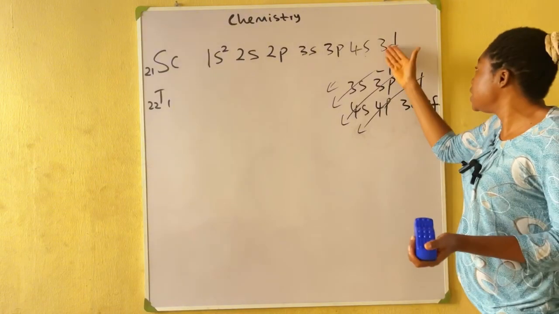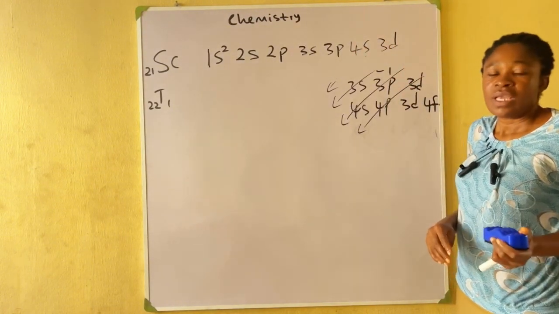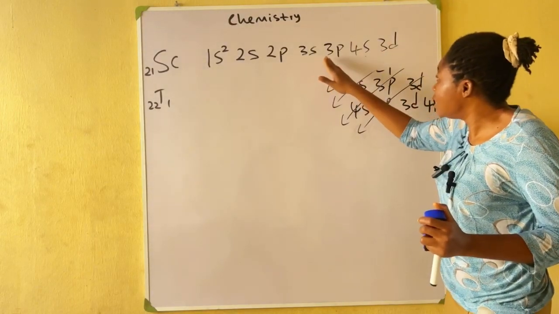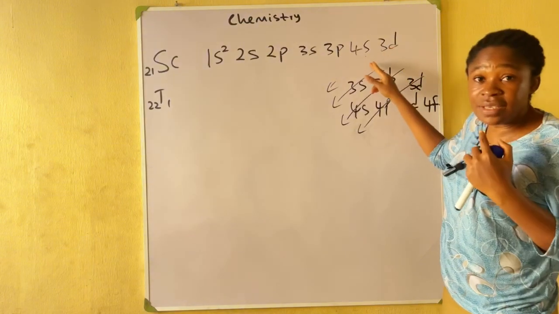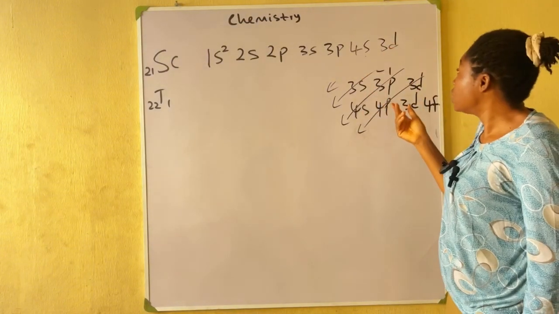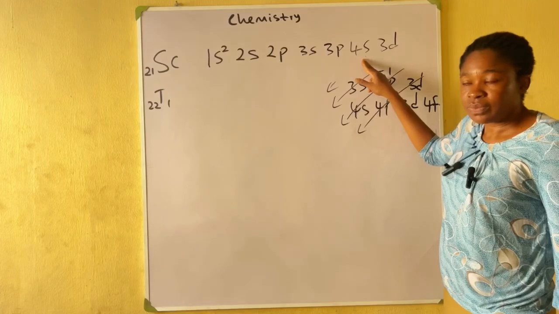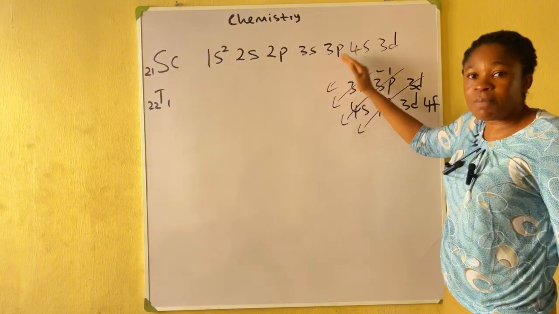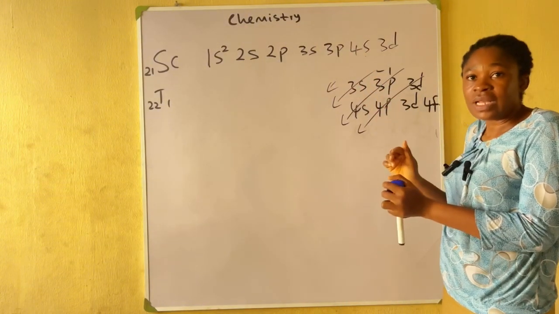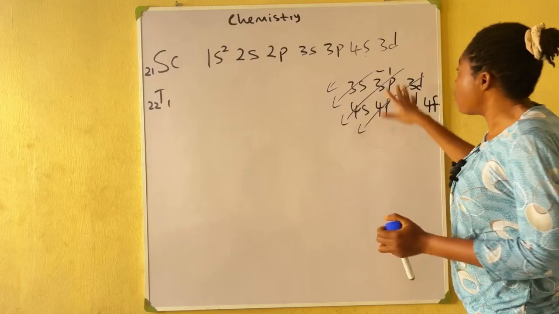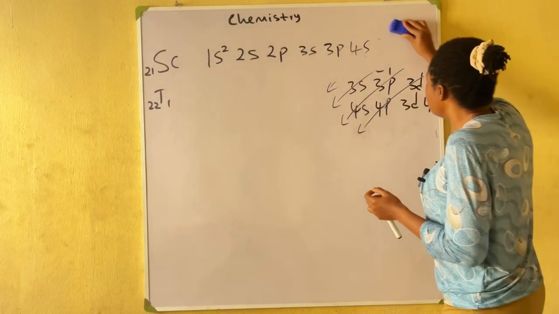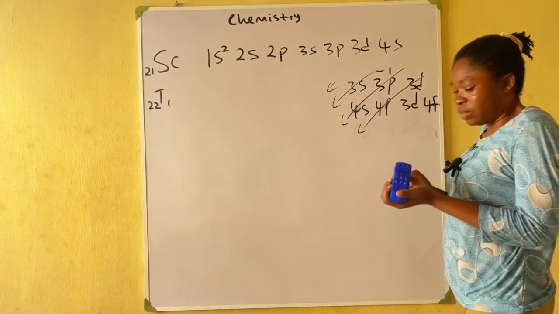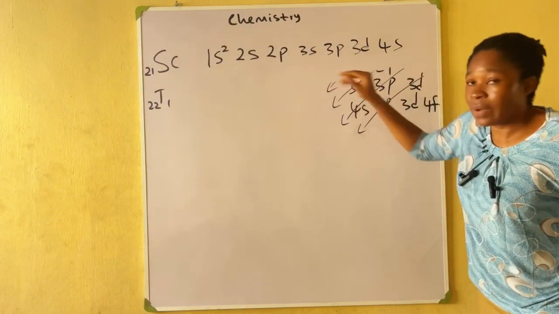In many textbooks, you see 3d coming before 4s. Why do they put it like that? Even though 3d is of higher energy level, and 4s is supposed to come before 3d, because 3s, 3p, 3d are in the same energy level, that's why it's arranged like that. But if you put it this way, you're still correct. So let's arrange it in a way that I'm going to fill it.